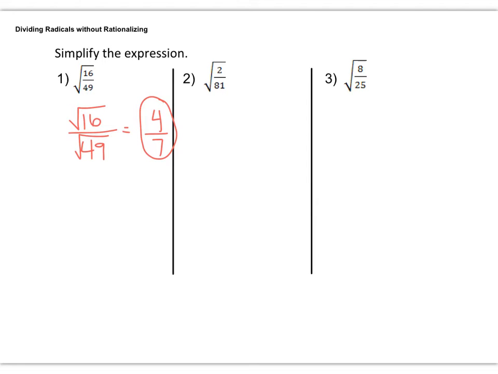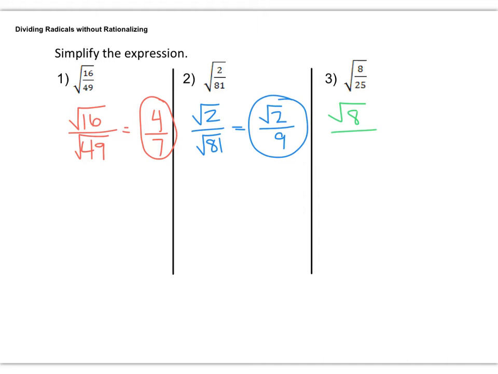All right, so number 2, always split first. So that's square root of 2 over the square root of 81. Square root of 2, that's not pretty, and I can't do a factor tree on it. So that's just going to stay the square root of 2. Square root of 81, that's just 9, because 9 times 9 is 81. And I am done. Number 3, we have the square root of 8 over the square root of 25.